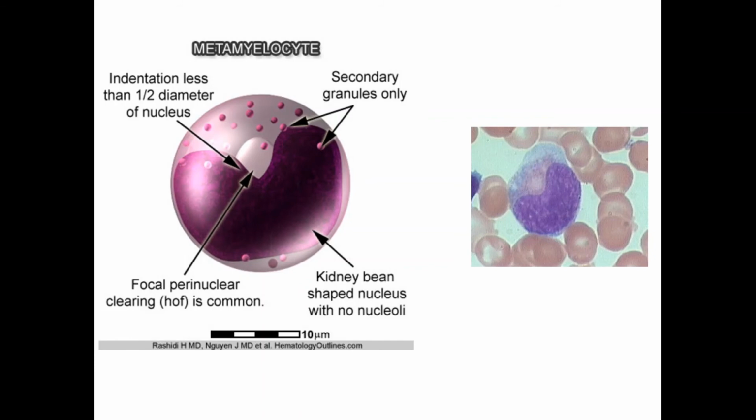This is an image of a metamyelocyte. So the shape of the nucleus is no longer round or oval, it's clearly indented at the site where the Golgi complex is present, that is the perinuclear HOF that was seen in the myelocyte stage. And the indentation is not very deep, it's just half the diameter of the nucleus or less than 1/3 in fact.